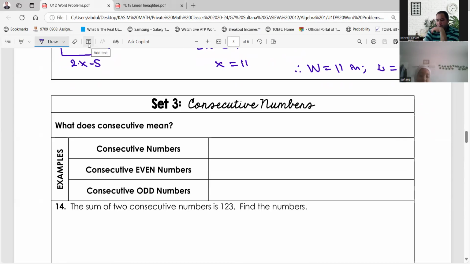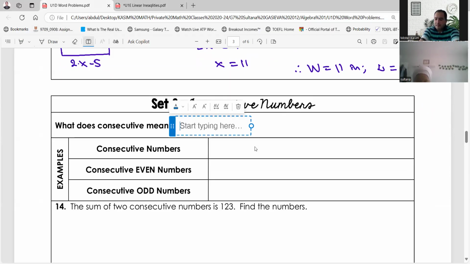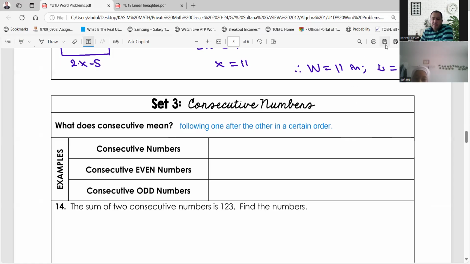How do I say this? I don't know how to say it. Consecutive means simply, Sultana, what is it? Following, like one after another, in a certain order, or maybe you can say in a natural order.